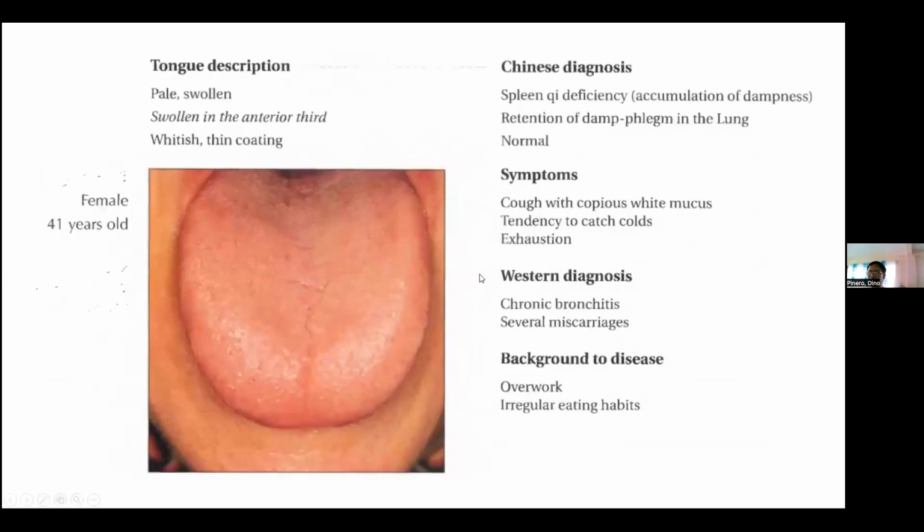Next case is a female, 41 years old. The tongue is pale and swollen, so there's a spleen qi deficiency, accumulation of dampness. It is also swollen in the anterior third, so there's a retention of damp phlegm in the lungs. There's also a whitish thin coating, which is normal. The patient's symptoms: coughing with copious white mucus, tendency to catch colds, and exhaustion. Western diagnosis, there is chronic bronchitis, several miscarriages, and sa background to disease, overwork, and irregular eating habits.